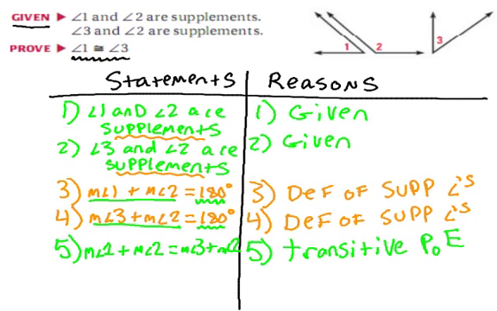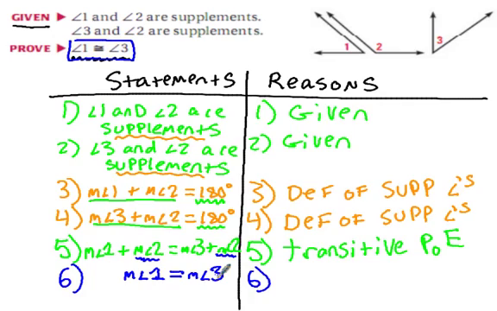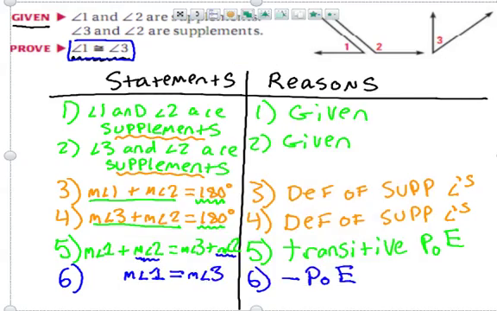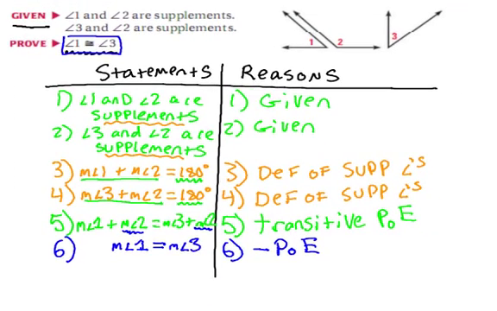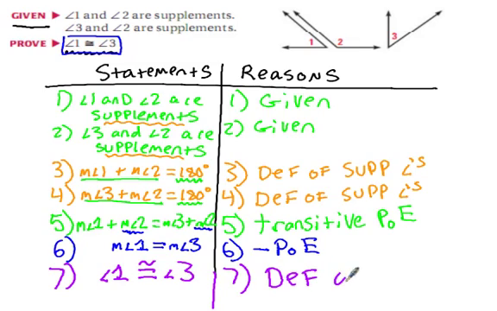Now notice, what do we want to finish in the end? The end result is going to be angle 1 is congruent to angle 3. Do you notice we can subtract out angle 2? But we're not congruent yet. We just did the subtraction POE. So let's make this a little bit smaller, and now I can actually finish it, and I can say that angle 1 is congruent to angle 3 because of the definition of congruence.